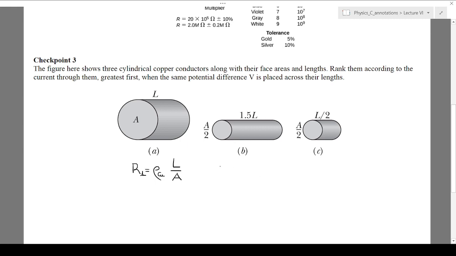For the second one, it is the same material. The length here is 1.5 L divided by A over 2, so this is going to be 3 times L over A. That means that for the one in the center you are going to have 3 times the resistance of the first one.